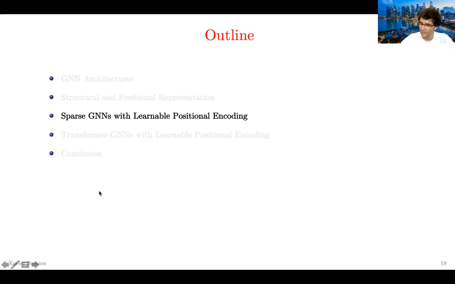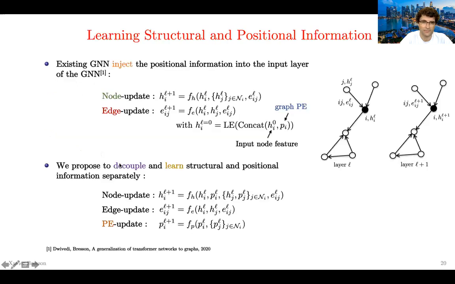All right, so let us now define graph neural networks with learnable positional encoding. Currently, existing GNNs inject the positional information into the input layer of the graph neural network, much like for the Transformer. So you have the node update equation here, you have the edge update equation because you have a graph, and the input is going to be a linear embedding of the concatenation between the input node feature, like the atom type for molecules, and here the graph positional encoding.